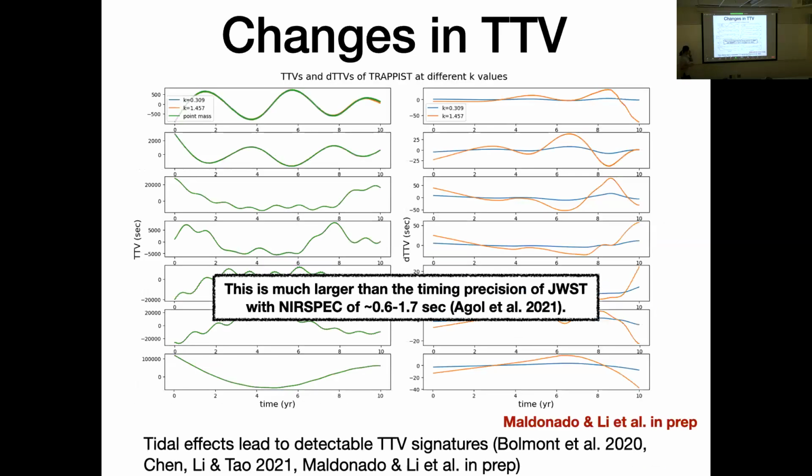And then I'll conclude very quickly with the signatures in TTVs. We also looked at the effects of spin-orbit coupling on other observational effects, because one may assume that the spin axis of the planet has very small effects because the planet size is small. So it's very difficult to have direct measurements of the planet spin axis.